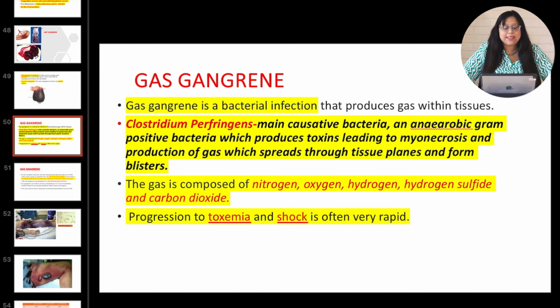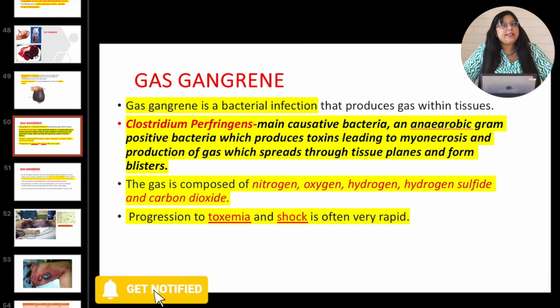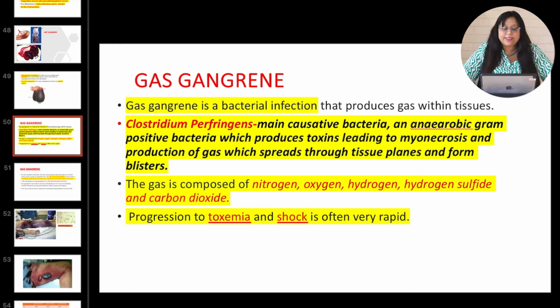Coming to the next slide, gas gangrene. Well, gas gangrene is a bacterial infection that produces gas within the tissues. The main causative agent here is Clostridium perfringens bacteria, which is an anaerobic gram-positive bacteria.